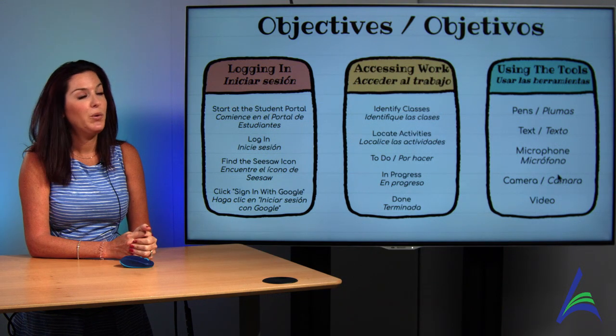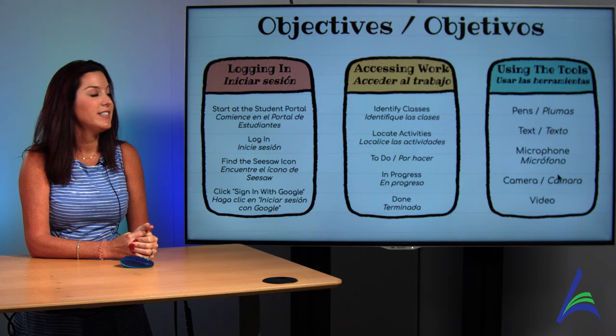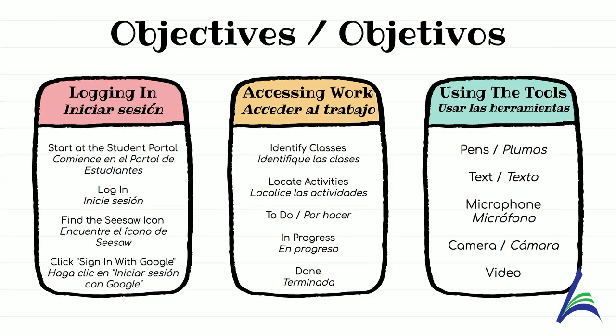Today in our time together, we are going to cover the following content. We are going to discuss how your student can log in successfully to the application Seesaw. We are always going to start at the student portal, log in, and find the Seesaw icon. Whenever possible, we always like to sign in with Google. We will then look at how your child can toggle back and forth between different classes that they might be enrolled in, and locate activities that have been assigned to them.